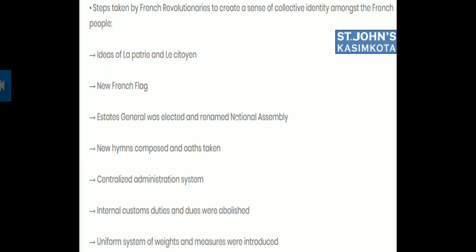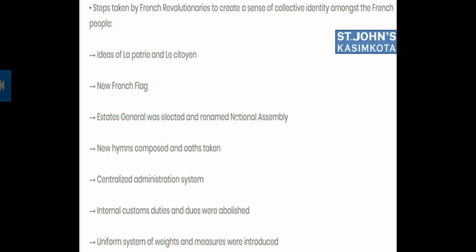So, steps taken by French revolutionaries. What all steps did they take? We are going to see here. Ideas of la patrie and le citoyen. So, what is this we are going to see now? La patrie means the fatherland. Le citoyen means the citizen. These emphasized the notion of a united community enjoying equal rights under a constitution. So, why were these concepts introduced? La patrie and le citoyen?